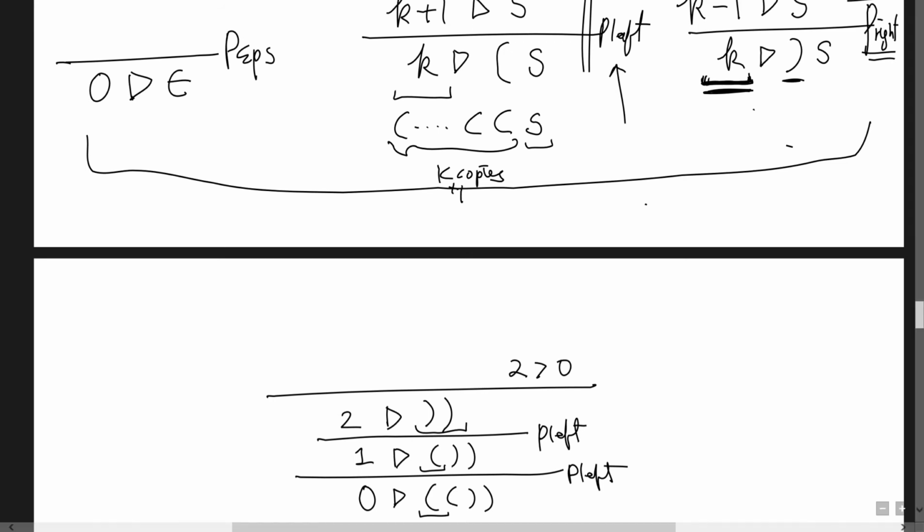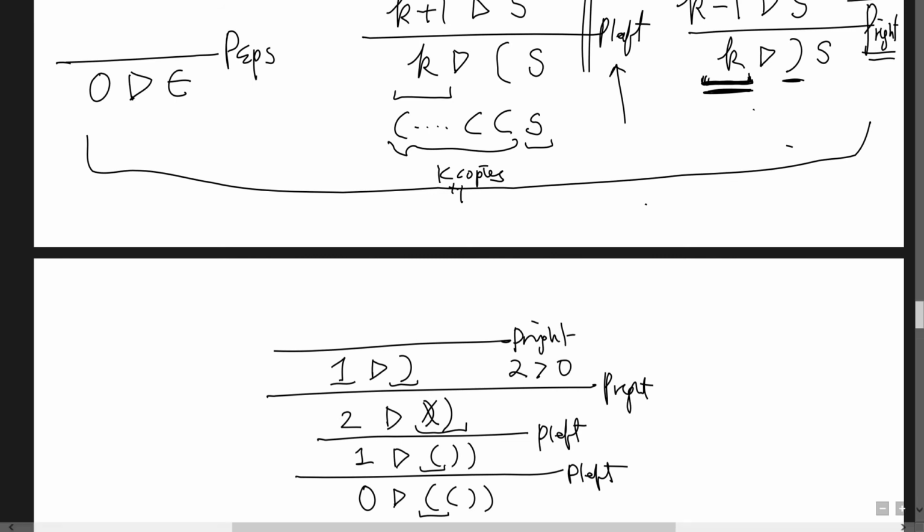So this is true. Now we decrement the count and get rid of this one. So we have right parentheses. This is an application of the p-right rule. Now let's apply this p-right rule one more time, because the first symbol is right parentheses.